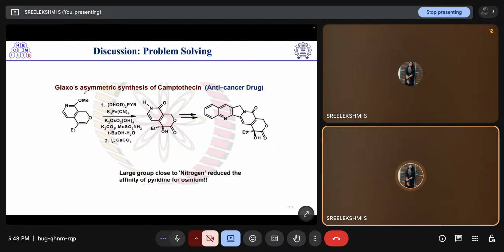Now this is Glaxo's asymmetric synthesis of this camptothecin. So here this particular compound, upon dihydroxylation and then the oxidation of this anomeric alcohol using iodine and calcium carbonate, will give this compound, which is used in the synthesis of this camptothecin, which is an anti-cancer drug.